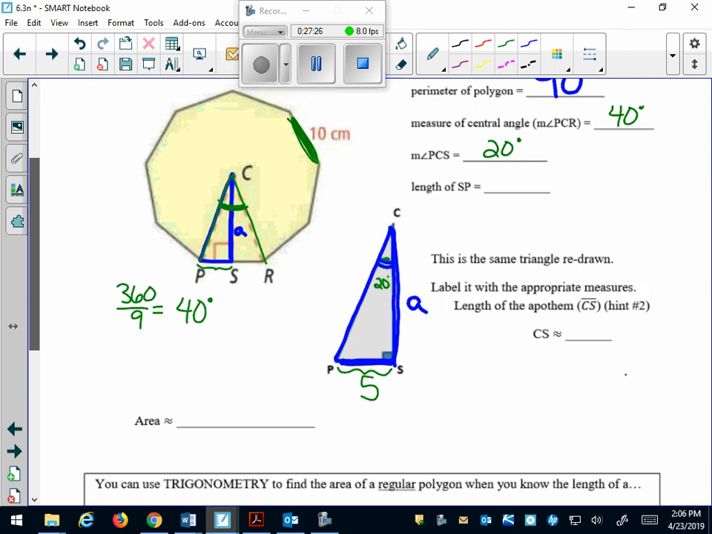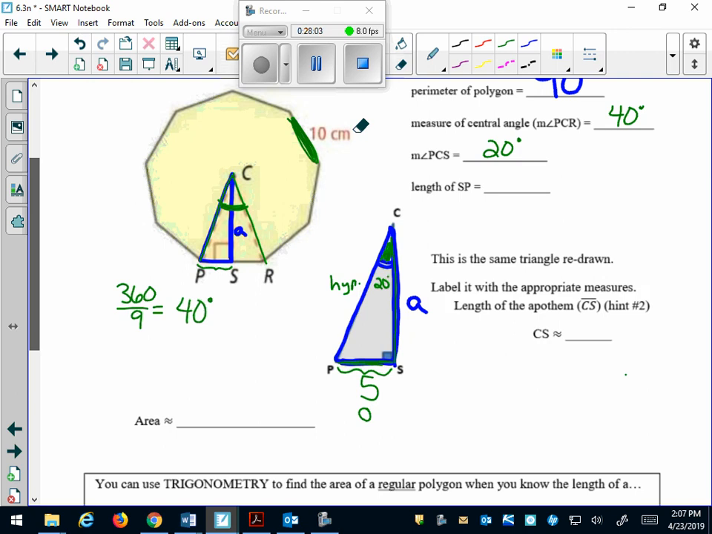This is not a special right triangle. How are we going to get the apothem? SOHCAHTOA. What are we going to use? Sine, cosine, or tangent? So here's the reference angle, 20 degrees. Side PS is O or A? O. Apothem is A. Isn't that nice? A for apothem, A for adjacent. It's the same thing. Hypotenuse is over here. In this particular problem, we don't know it and we don't care about it.